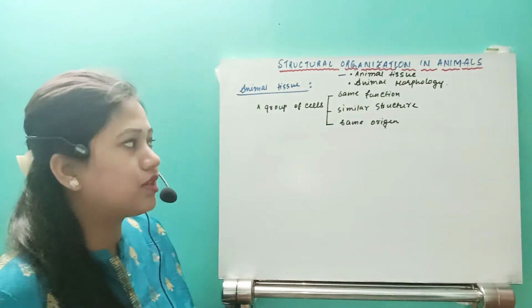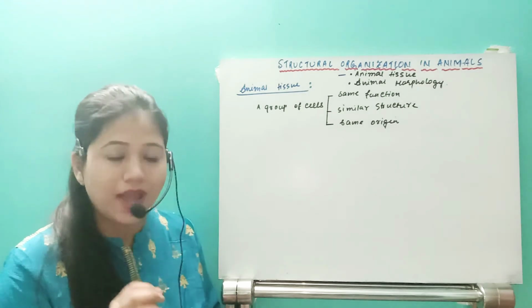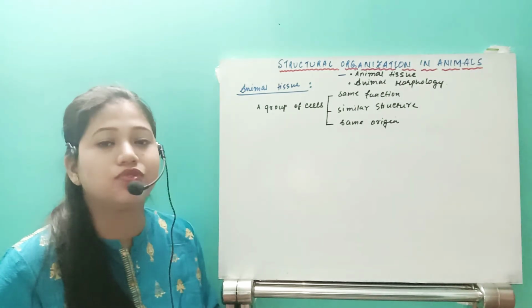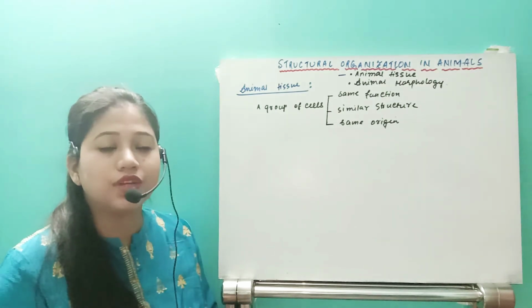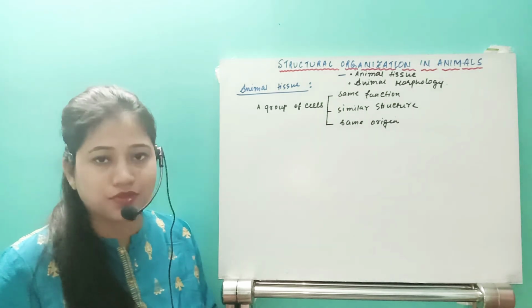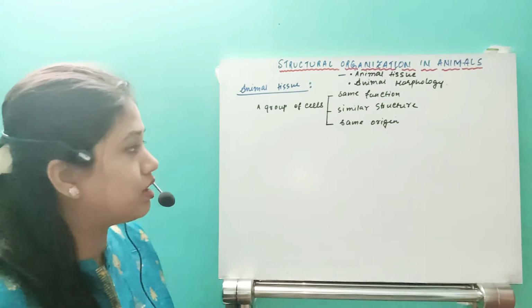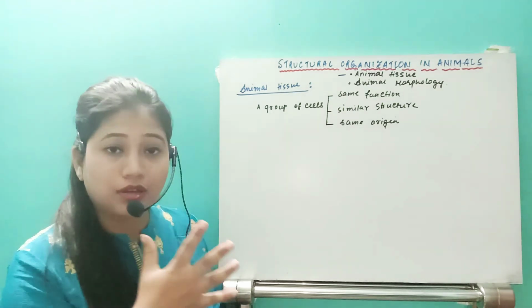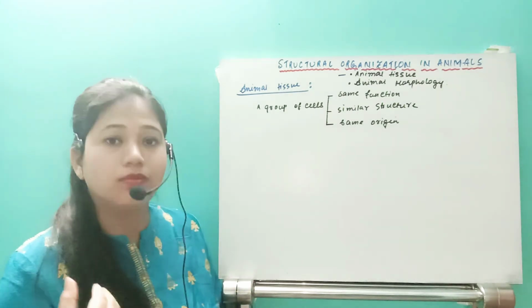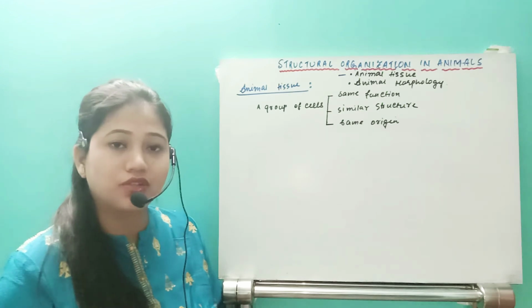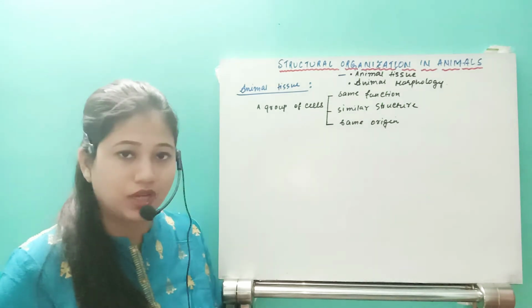So what is the origin? By origin I actually mean to say that from which germinal layer it forms. Okay, so in animal kingdom we have studied what is actually the coelom. What is actually the germ layers. We have seen the germ layers: ectoderm, endoderm and mesoderm, right?